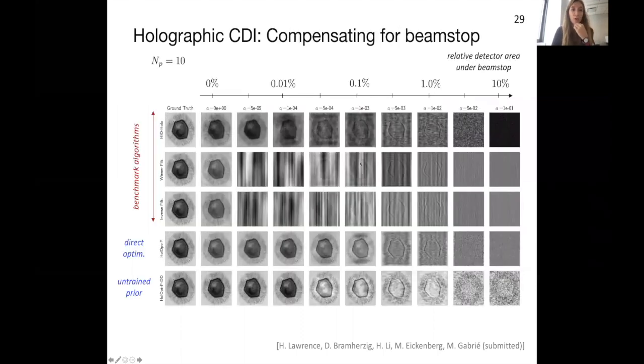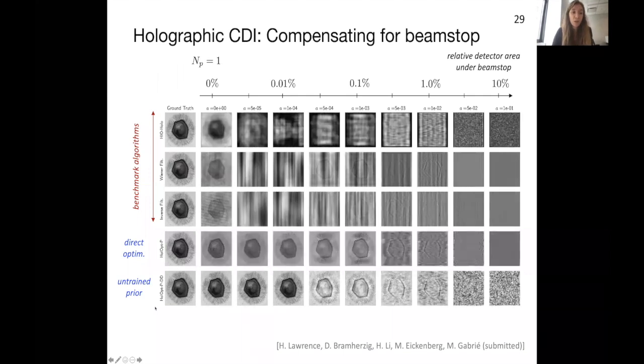And we were also able to look at the impact of the area under the beam stop, so the information that we are losing at the center of the diffraction pattern, so the low frequencies. And again, against benchmark algorithms, as we are increasing the area that is lost under the beam stop, using this strategy is really making a difference, all the more so if we increase the noise, and which really hints at the fact that these types of untrained priors could be really practical tools in experimental conditions with all of the challenges that go with it. But of course, this was for simulated data.